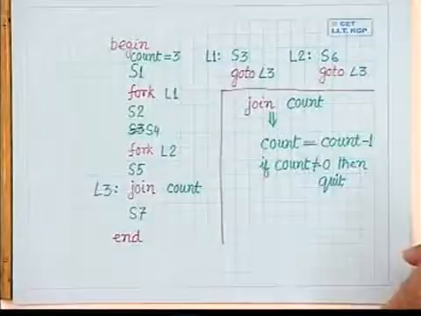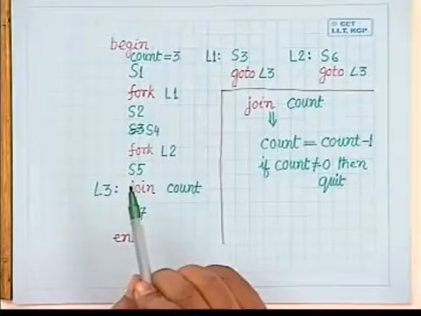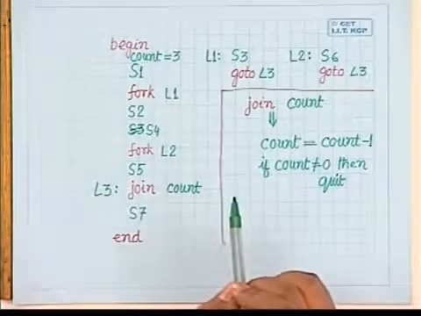Here count is a global variable. Count is a global variable, global to this particular process or this particular task.